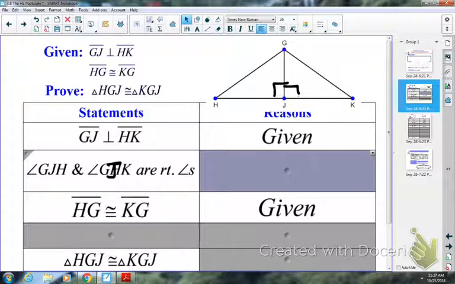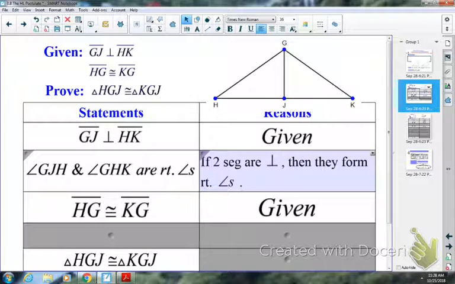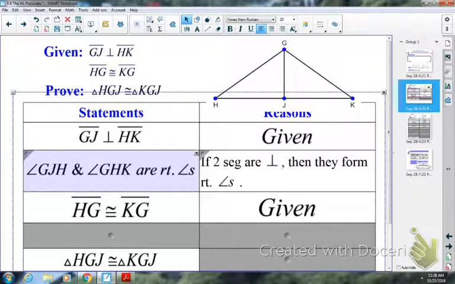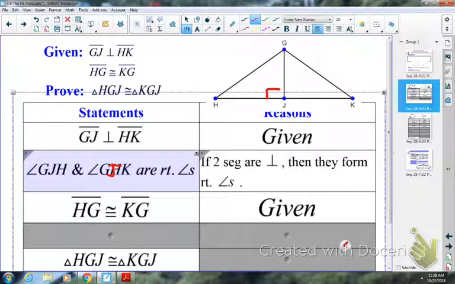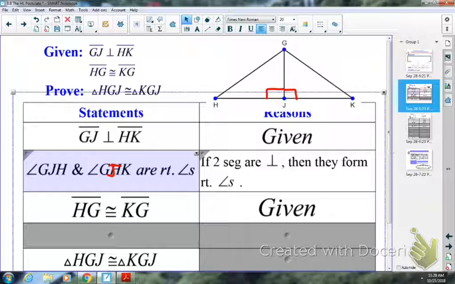Okay, so let's see here. If two segments are perpendicular, then they form right angles. So again, kind of writing this out. There we go. And we have the right angles in our picture. Okay, everybody good so far?